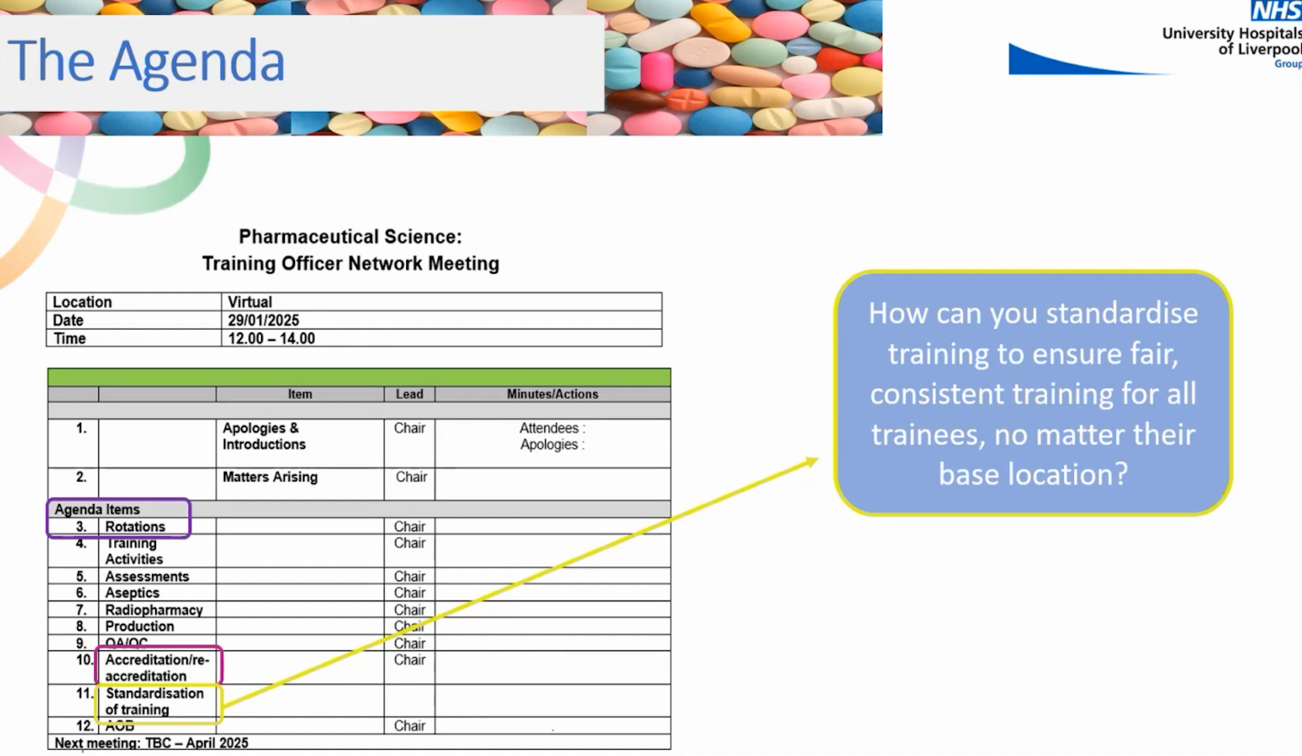But one of the main things that we focused on is the standardisation of training. So one thing that was coming up consistently is how can you standardise training to ensure fair and consistent training for all trainees, no matter their base location. So this was a problem that we were finding, and I think with pharmaceutical science, the level of activity that you can do in your sort of base location is highly dependent on the regulatory status of your unit. So different trainees were basically obtaining different training depending on where they were based. So how we managed to combat this, next slide, Sally, please.